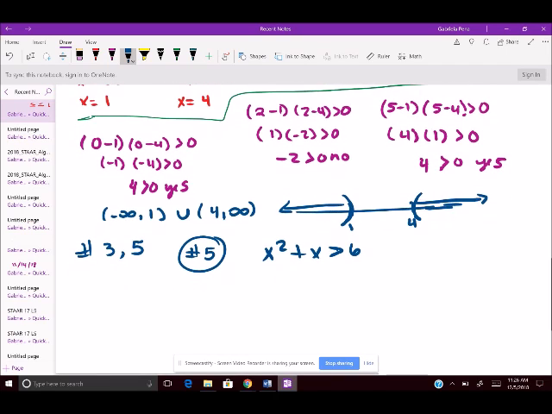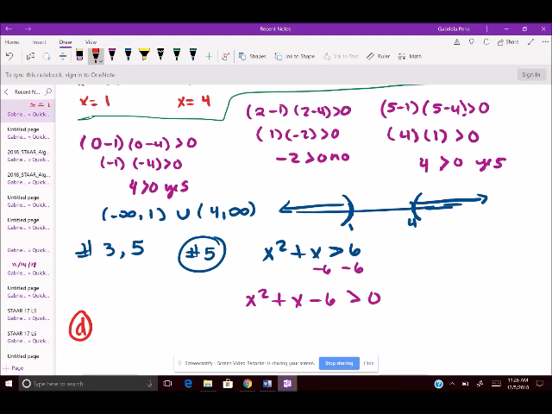So for problem number 5, it's the same process, except you get something like this. What do you have to do? Subtract 6 from both sides, and then you have x squared plus x minus 6 is greater than 0. And then you do the same thing we did right there, okay? So that's going to cut one problem from our notes. So that is problem 3 and 5. Are we good? Okay, so we're down to example D.